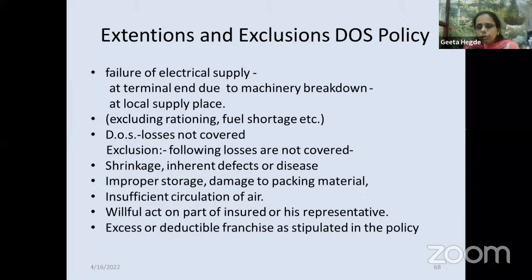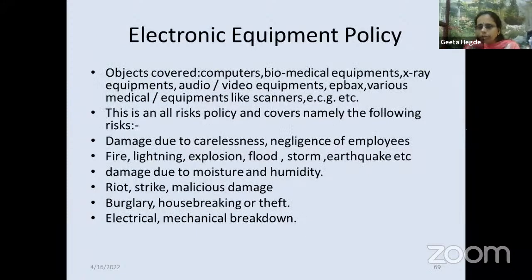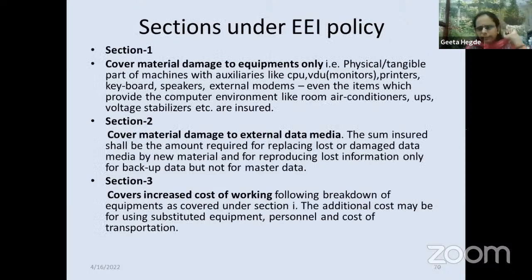That is, the sum insured shall be the amount required for replacing the lost or damaged data from the new material by new material, and for such cost required to backup for this data, that is the external data media. And following the breakdown of equipment, additional cost may be incurred for substituted equipment, persons, or cost of transportation. That is the increased cost of working. However, increased cost of working will be required only when there is a damage to the machinery as per section 1. Then only section 3 will come into picture.